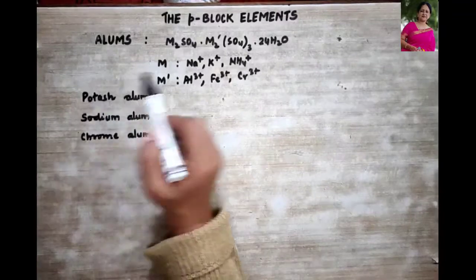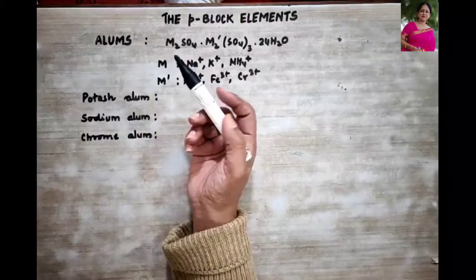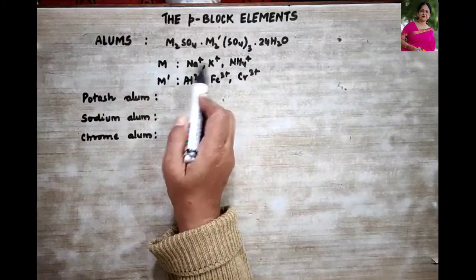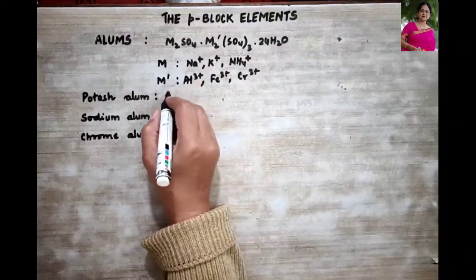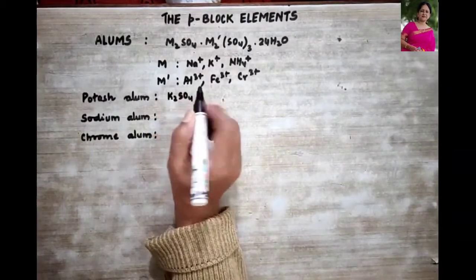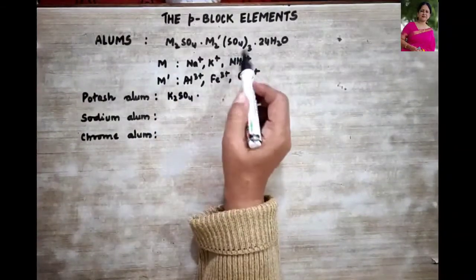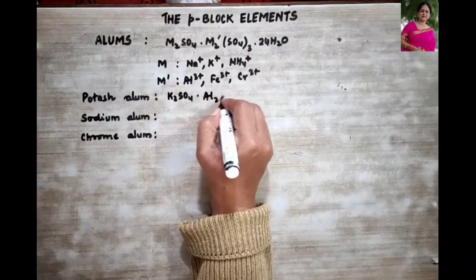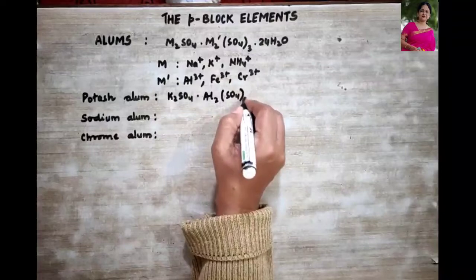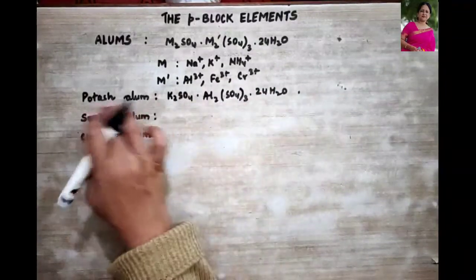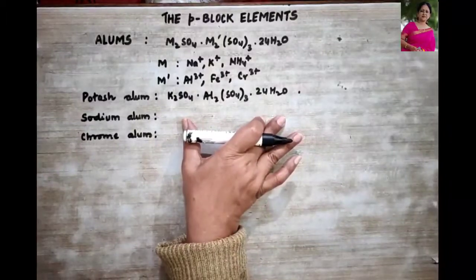Potash alum. Potash, already you know, is potassium and it is also your monovalent metal ion. So your first part of the salt will be what? K2SO4 dot. The alum will be, let's say, aluminium. So it will be Al2(SO4)3 dot 24H2O. So this is the formula of potash alum.